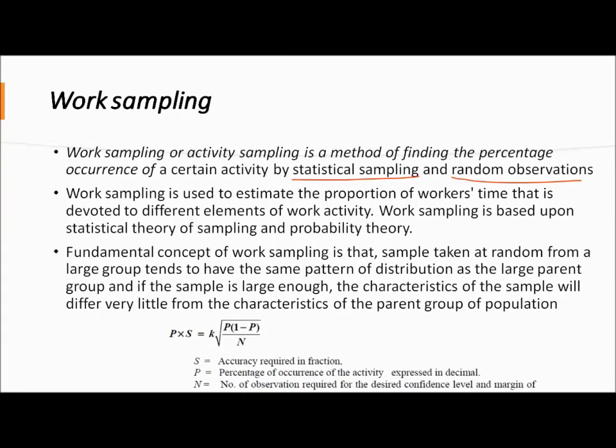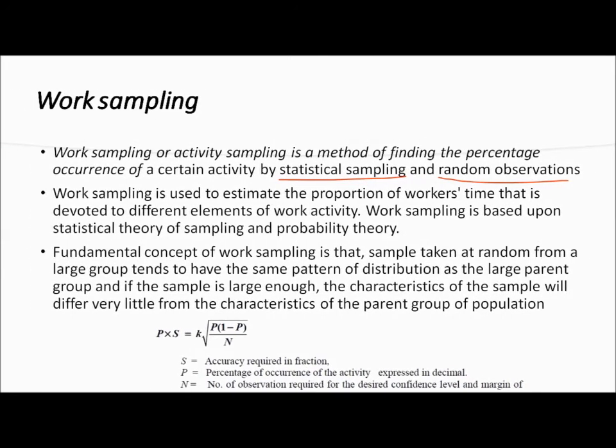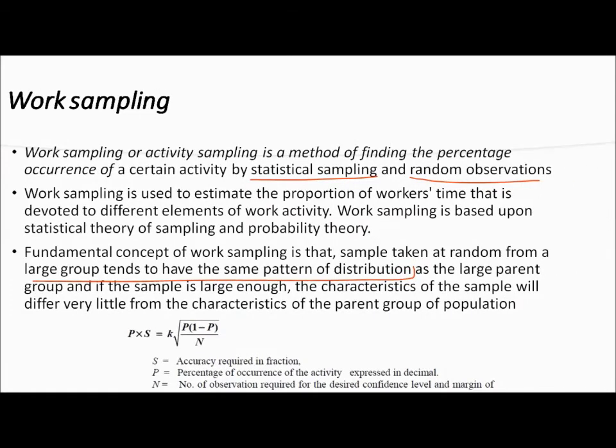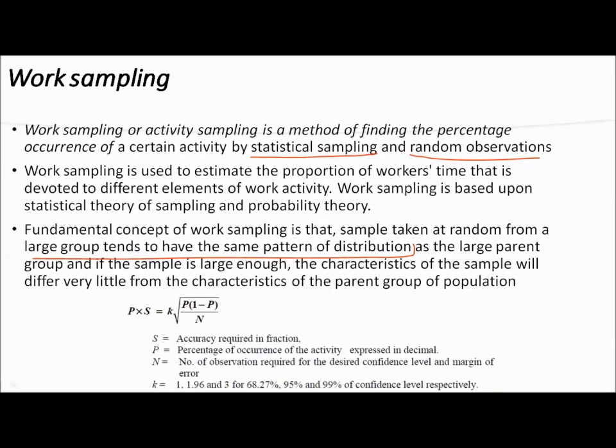The fundamental concept of work sampling is that a sample taken at random from a large group tends to have the same pattern of distribution. That is, when a small sample is taken, studies show that it is similar to the large group as a whole. So work sampling will give you an accurate result. That is what the studies show.